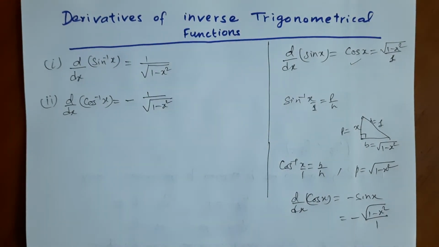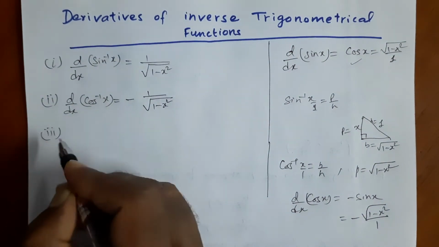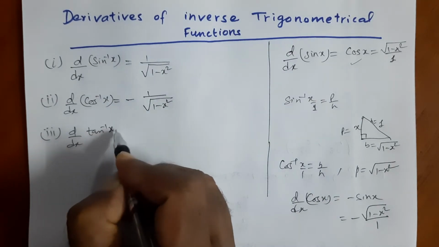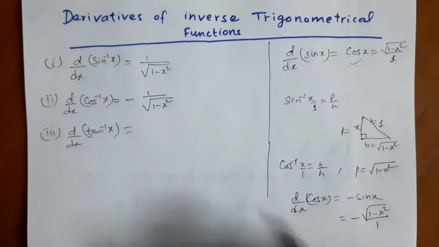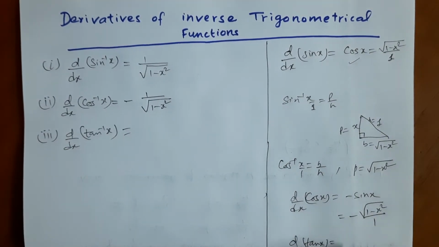So it has worked for this also. Now let us look at d by dx of tan inverse x. In tan inverse x, we know the derivative of tan x. The derivative of tan x is sec square x.